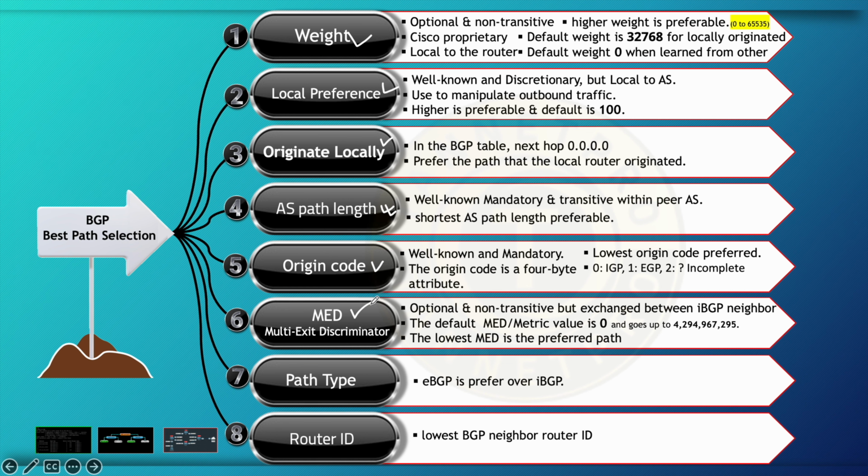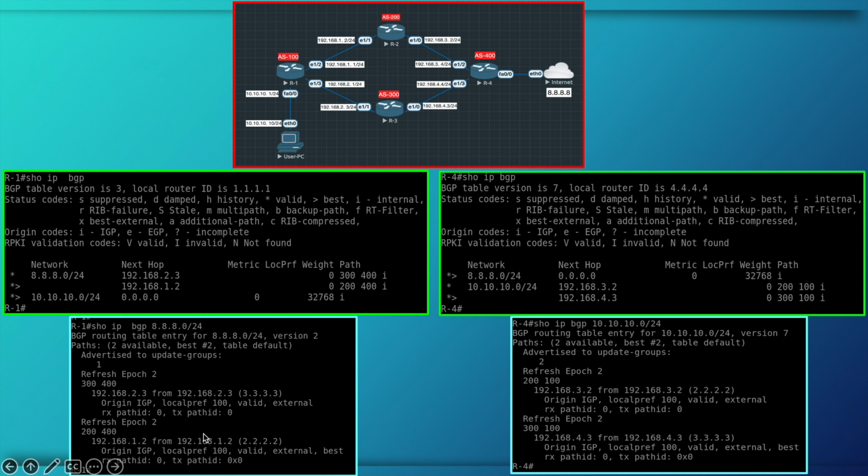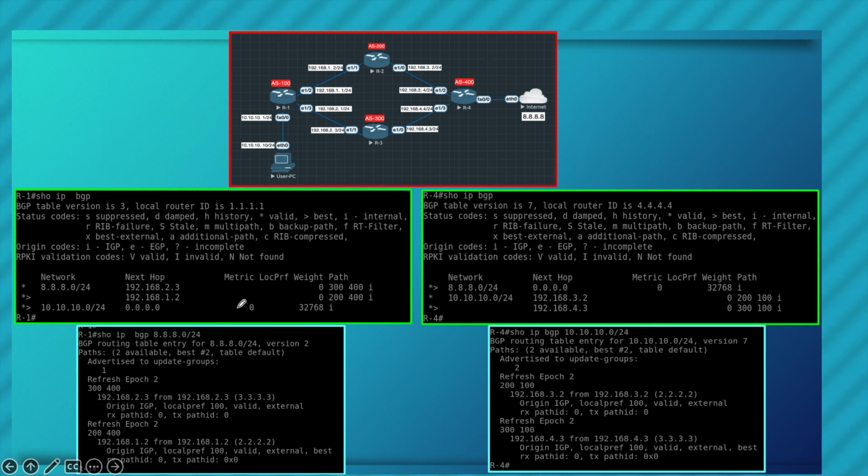What next? MED. Let's check whether the MED is configured or not. Where is the MED? As I showed you, in this column. For this path, where is the MED? Nothing is there, so again it's a tie. I have not configured or manipulated any MED attribute. It's not reflecting anything, because I am learning from a different AS. Again in case of MED, it's a tie.